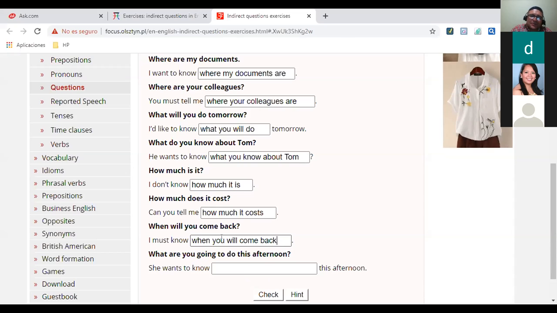She wants to know what you are going to do this afternoon. Now, remember something. Do has different functions. It can be an auxiliary to ask the question, but it can also be an irregular verb. So in this case, do is an irregular verb, so it doesn't disappear.